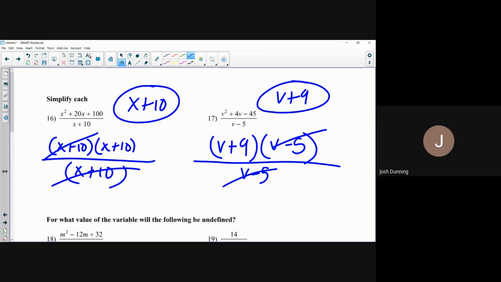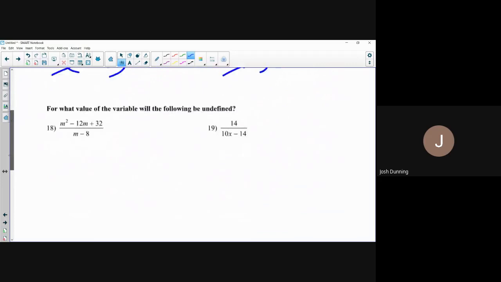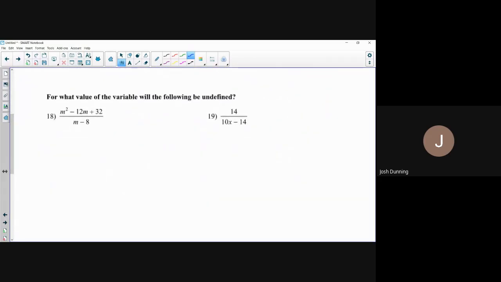The next group, they kind of look the same, but all you do, undefined values of a fraction, can't divide by 0. So if the denominator is 0, then the whole thing would be undefined. So for these, set the bottom equal to 0. Forget the top. This one's nice, just add 8. That one's done.